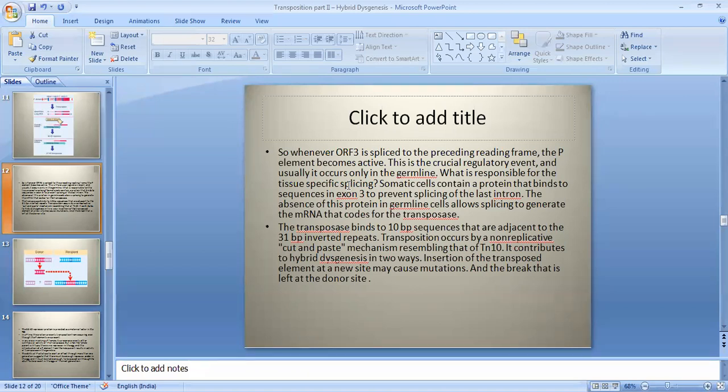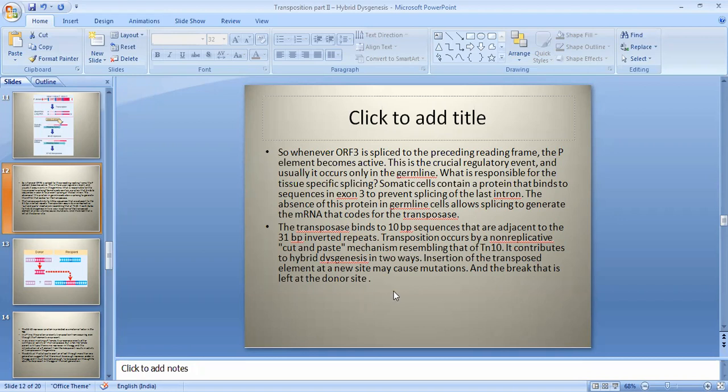transposase? The answer to this question is that in somatic cells, a protein is present that binds to sequences in exon 3 to prevent splicing of the last intron. So due to the presence of this protein, which prevents the splicing, this intron remains. The absence of this protein in germline cells allows splicing to generate the mRNA that codes the transposase.